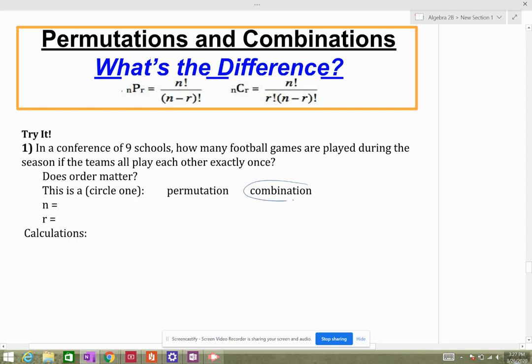So I'm going to say this is a combination. My N in this case is there's 9 schools, and I'm picking any 2 of them at a time to play each other. So I'm going to go 9 combination 2. That's going to give me 9 factorial over 2 factorial times 7 factorial, because I did the 9 minus 2. That's going to give me 9 times 8 times 7 factorial over 2 times 1 times 7 factorial. I can cross out my 7 factorials, and I'm going to get 36.